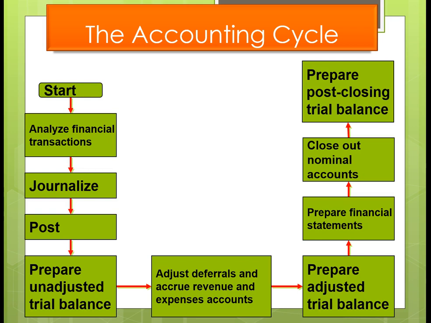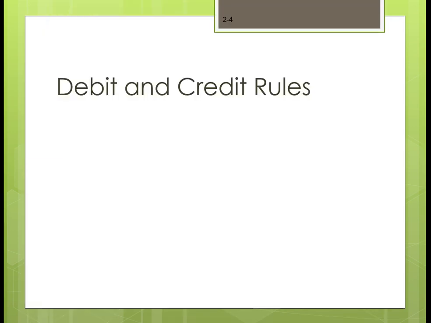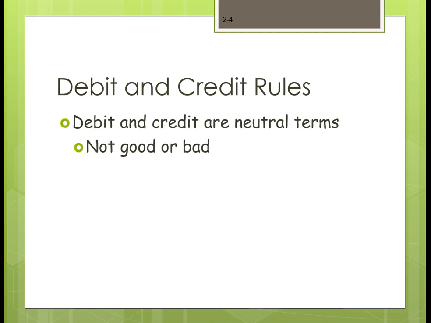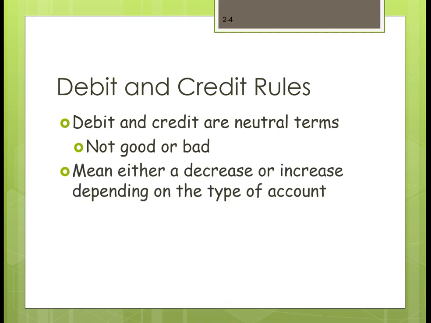Now, let's take a look at the rules for debits and credits. Debit and credit are neutral terms, not good or bad. They mean either a decrease or increase depending on the type of account and where it is on the accounting formula. Now we'll take a look at exactly how that works.